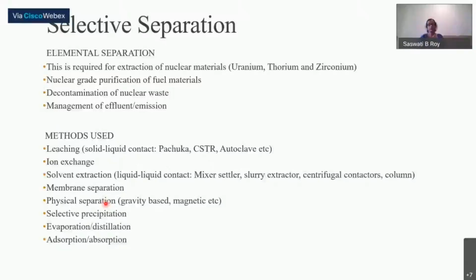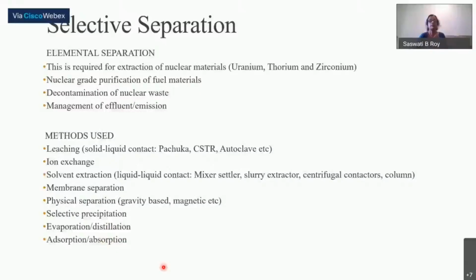Then selective precipitation. Selective precipitation is used specifically when we want to recover uranium from a system, through a uranium selective precipitation process. Evaporation and distillation are required mainly on the back-end side for waste decontamination and processing. Absorptions we do for effluent management in many places.